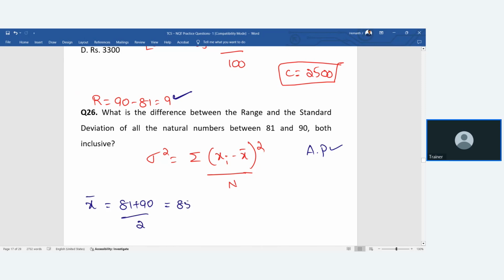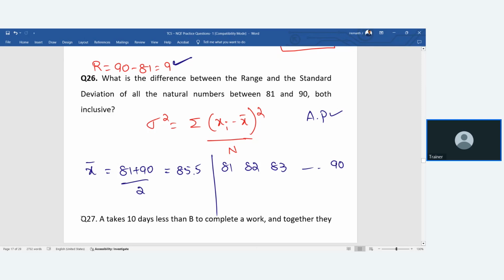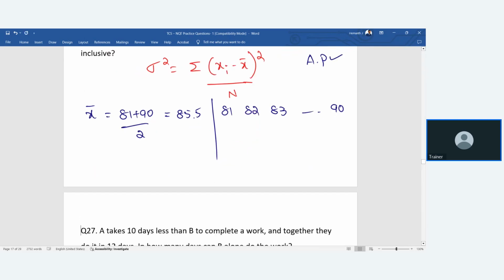Now, what is this dev? This is called deviation actually. The first number is 81, how is it deviated from your mean? Next 83, how is it deviated from your mean? That whole square you need to do, and the sum of all those things. So that's what I said, this is a time taken question. Variance always takes certain time. So you just have a look into this.